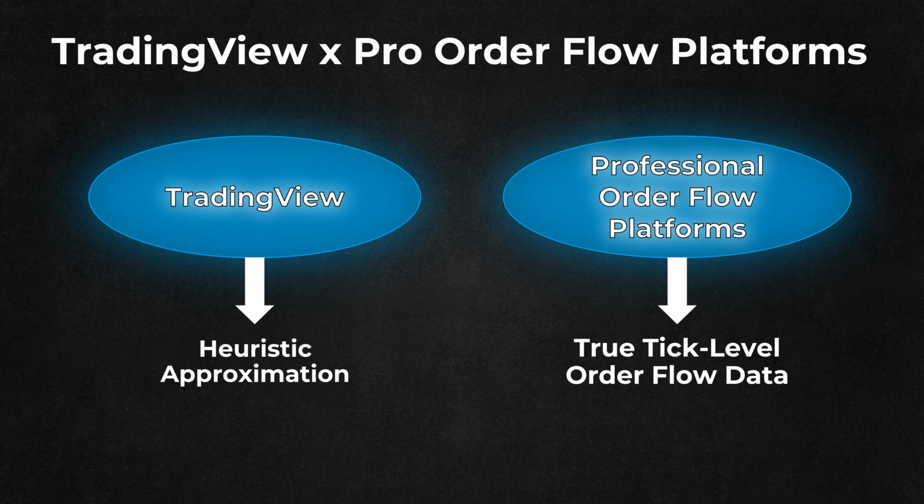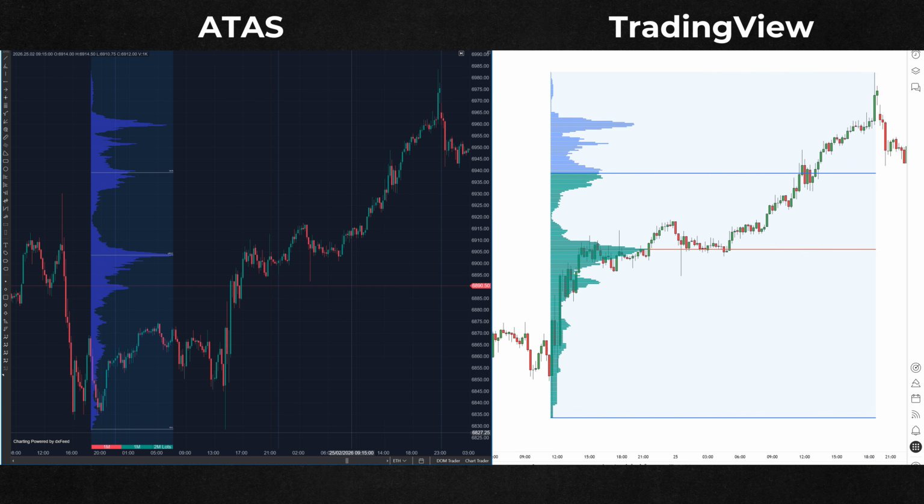However, if we compare the profile generated by TradingView with the profile generated using more precise data, something interesting happens. On the left, we have the volume profile in ATAS, which is a professional order flow platform using tick-level order flow data. On the right, we have TradingView's volume profile. Although there may be small differences, the most important elements tend to remain consistent: the overall shape of the profile, the point of control, and the value area boundaries. This is especially true if the row size is properly adjusted in TradingView.